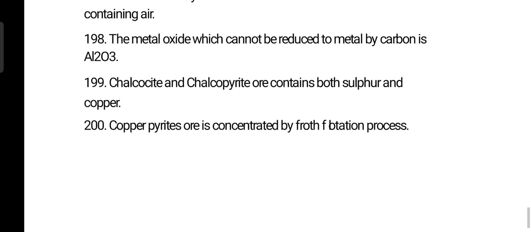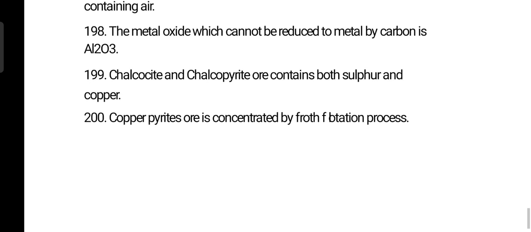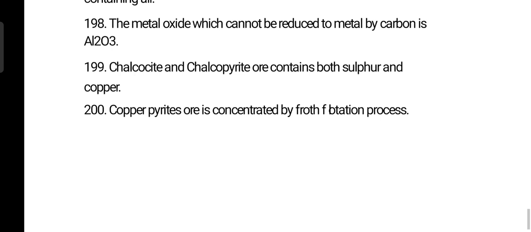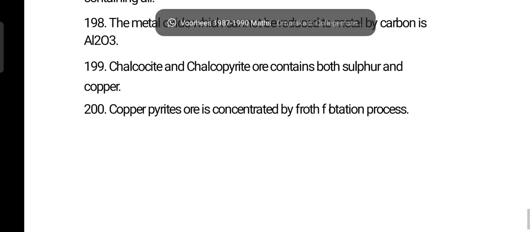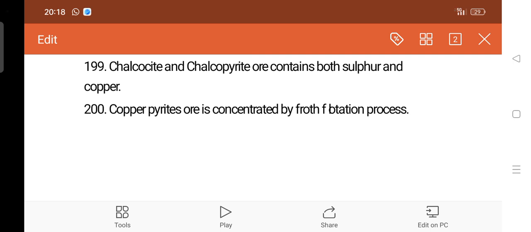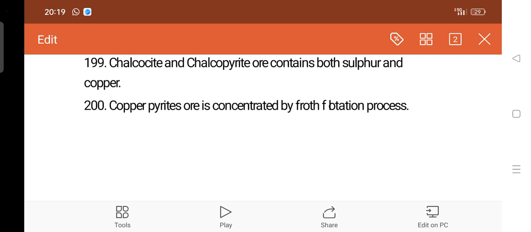Chalcocite and chalcopyrite contain both sulfur and copper. Copper pyrites ore is concentrated by froth flotation process.